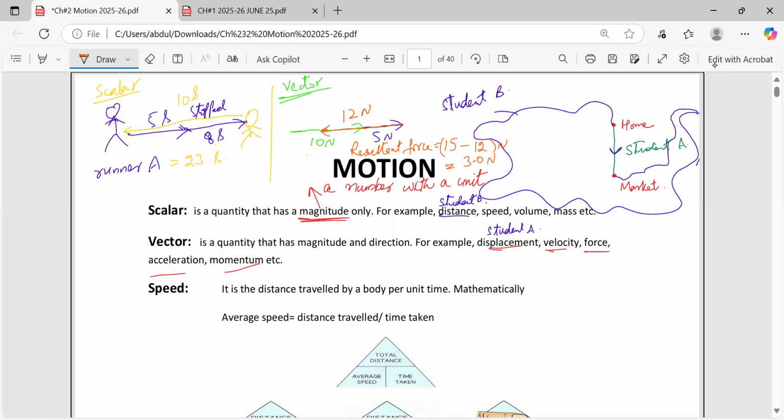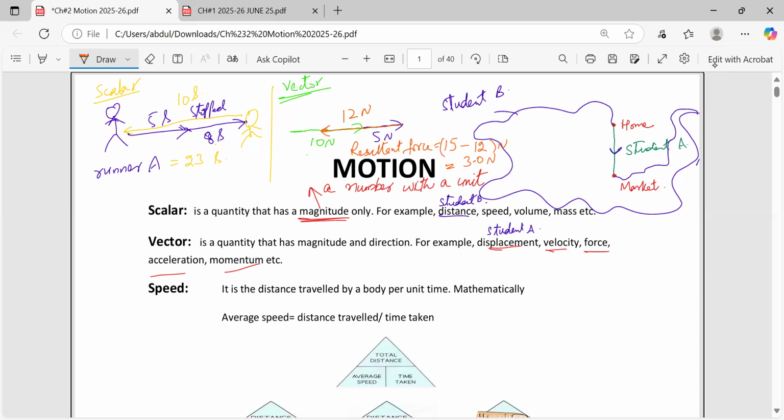Now, scalars have only magnitude, and their magnitude is not changed by change of direction. Vectors are the quantities which have magnitude as well as direction, and if the direction is reversed or changed, then their magnitude is also varied or changed.